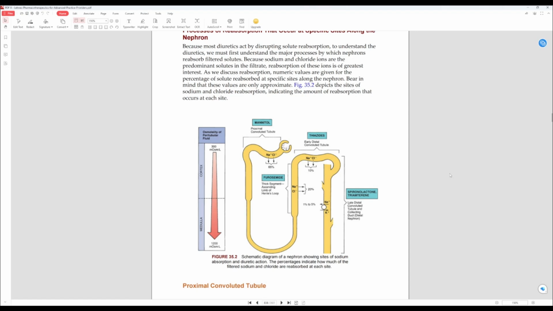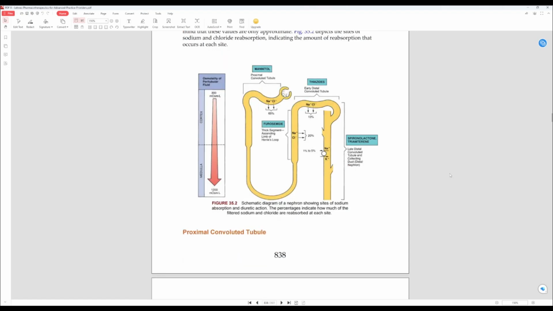As we discuss reabsorption, numeric values are given for the percentage of solutes reabsorbed at specific sites along the nephron. Bear in mind that these values are only approximate. The following figure depicts the sites of sodium and chloride reabsorption, indicating the amount of reabsorption that occurs at each site. So here you're taking a look at the schematic diagram of a nephron, showing sites of sodium absorption and diuretic action.